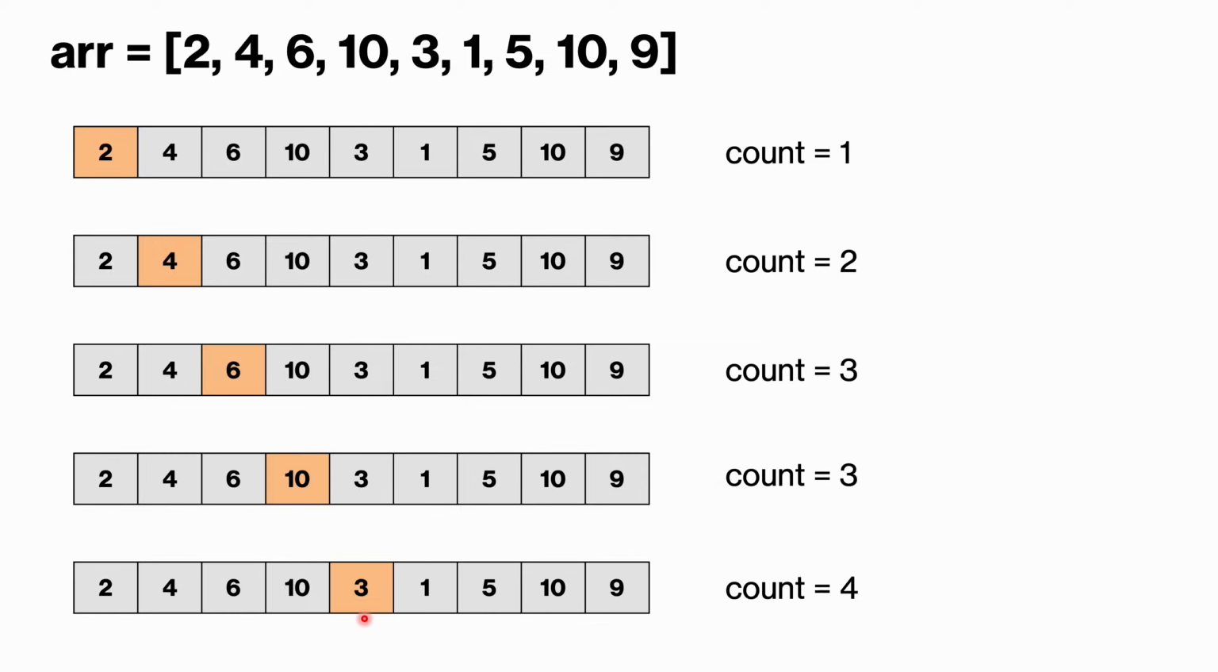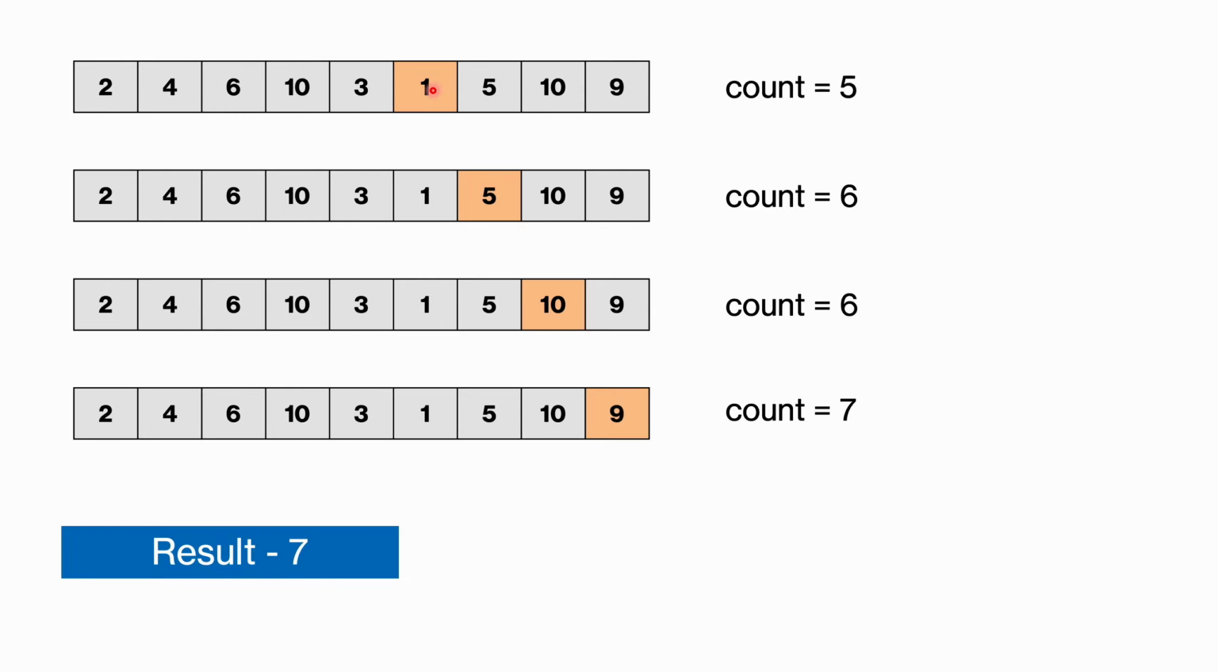For 3, we have, right? The count is 4 now. For 1, obviously we have. So count is 5. For 5, we have. The count becomes 6. Again for 10, we don't have any element greater than 10. So count remains same. For 9, yes, we have 10. The count is 7. So the final result here is 7.